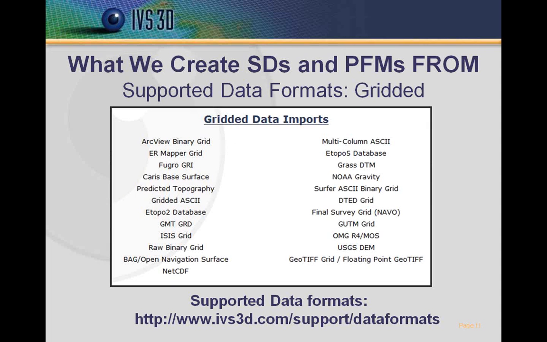The other supported formats would be gridded formats, and here is a much easier to see list of the gridded data imports that we support. Common ones in here, gridded ASCII data, GMT grids, ArcView grids, so quite a few common formats. So if another software was used to take ungridded data and grid it out to decimate it into a smaller file, we can import that grid directly.